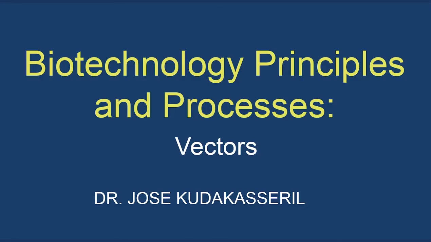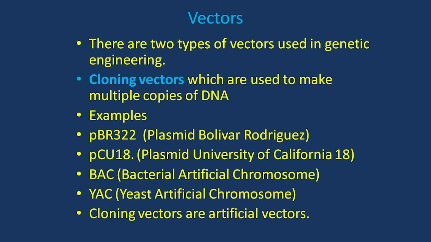Today, I am going to talk about one of the tools in genetic engineering, that is vectors. The reason for using vectors is that when you use vectors, 10% of the cells get transformed. If you don't use vectors, only 1% of the cells get transformed. Vectors are of two types. Number one, cloning vectors. Cloning vectors are used to make multiple copies of the gene.